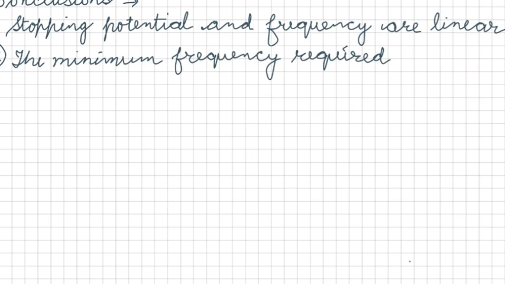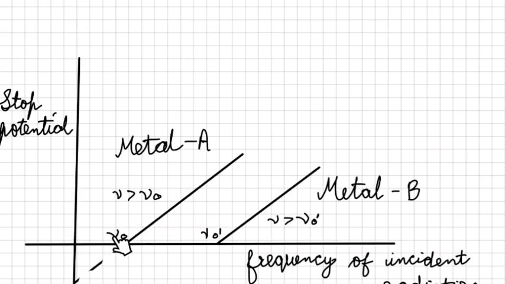Conclusion number 1: stopping potential and frequency are linear. This we have already seen from this graph, where the stopping potential, which is this one, and the frequency are on a linear scale. And this part which is still left over here corresponds to the stopping potential, meaning this much at least we have to give so that we can increase the frequency and increase the photocurrent.